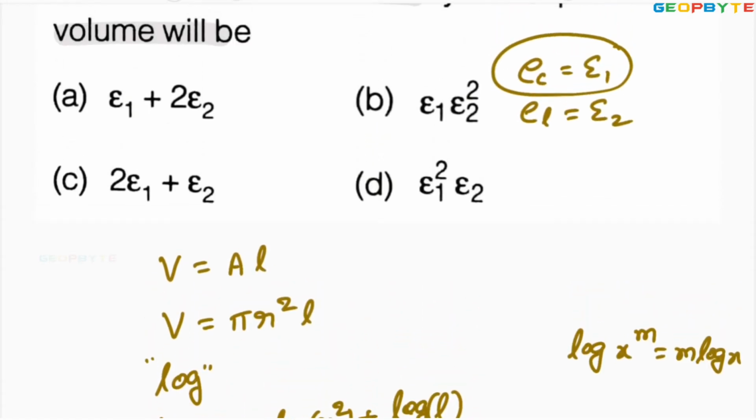Look at the options. Look at option C: 2 epsilon 1 plus epsilon 2. Therefore, option C is absolutely correct. I hope all of you got it. Let us take one more problem.